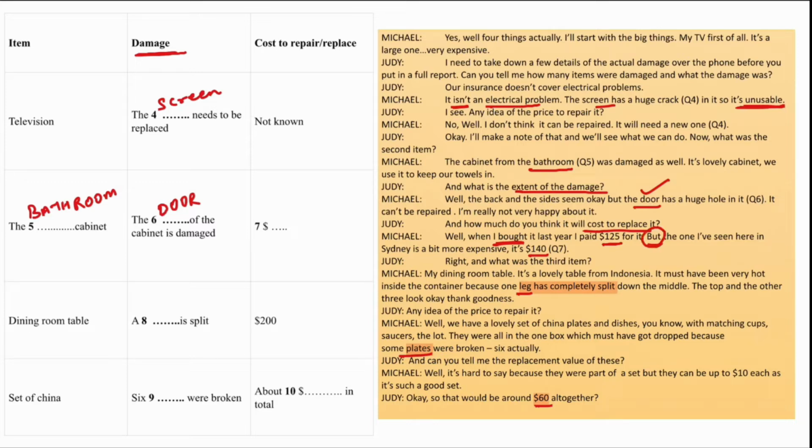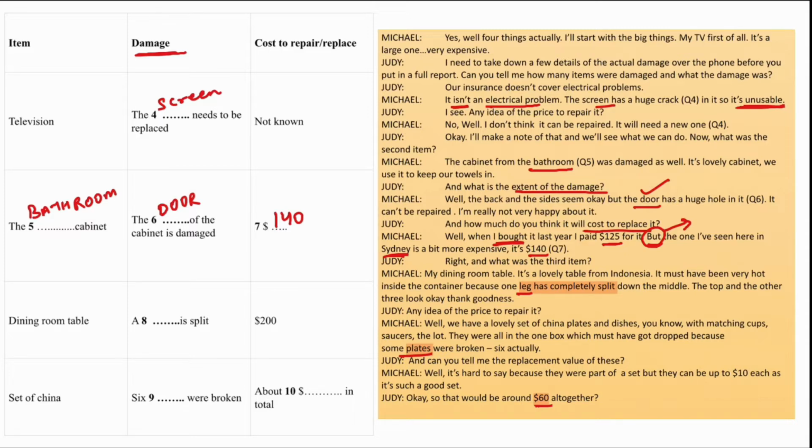But the one I have seen here in Sydney, so that means they are talking about Sydney, it is more expensive, that is $140. So, the bathroom cabinet was bought by Michael last year for $125, but to repair it in Sydney, it is a bit more expensive. So, answer is 140. He used the contradictory connector but, which actually changed the sentence, and you have to refer to the second sentence rather than the first half of the conversation.